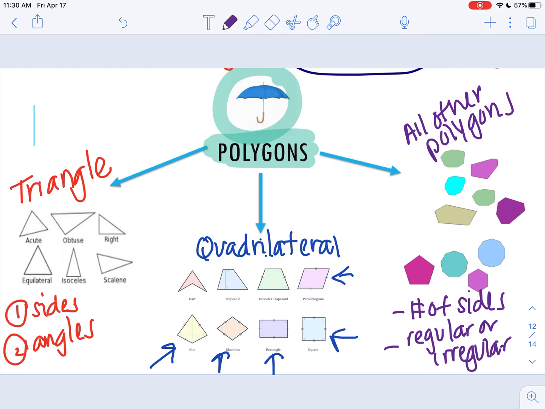All right, so that kind of summarizes everything that we've talked about today. If you need to, screenshot this page so you have a reference point.